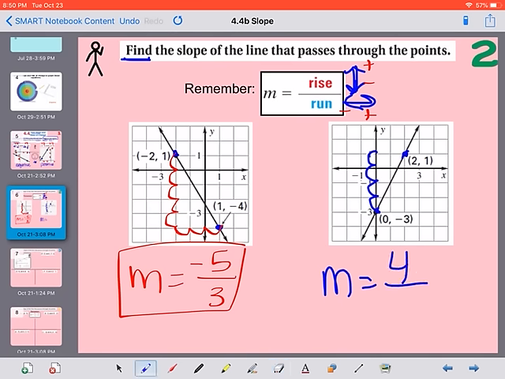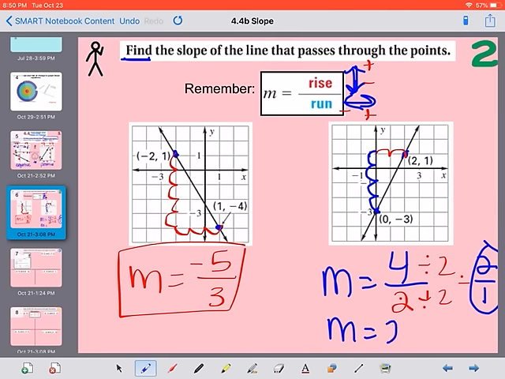Rise 4, and then we're going to run 1, 2. We can simplify this. Both of these are divisible by 2. So we really get 4 divided by 2, which is 2, and 2 divided by 2, which is 1. So our slope is 2 over 1. Well, 2 divided by 1 really is just 2. If you want to leave it as a fraction, they really mean the same thing, these two.